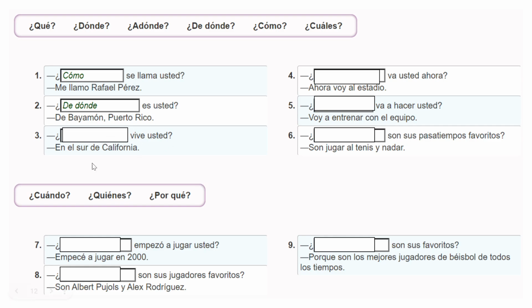Blank vive usted en el sur de California. Again, we're dealing with locations. The answer that was given is in the south of California. So we want to ask where? Where do you live? Number 4 says, ahora voy al estadio. Now I'm going to the stadium. So the question is, where are you going now? So this one would be a dónde, to where.